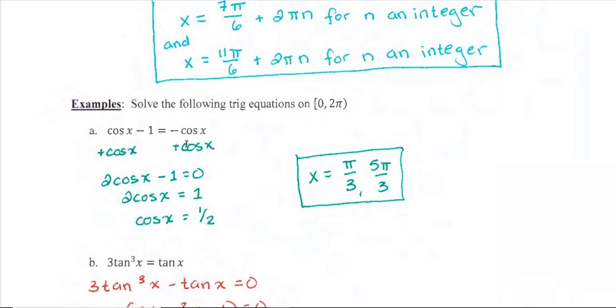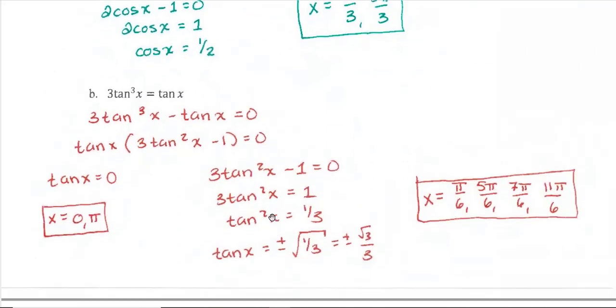I'll get the cosines together, so I'll add cosine to both sides. That gives me 2 cosine of x minus 1 equals 0. Add 1 to both sides and then divide by 2. So where on one rotation around the unit circle is the cosine equal to 1/2? Well, the cosine is positive in quadrant 1 and in quadrant 4. The angle in quadrant 1 is pi over 3, and the angle in quadrant 4 is 5 pi over 3. All right, let's look at another example.